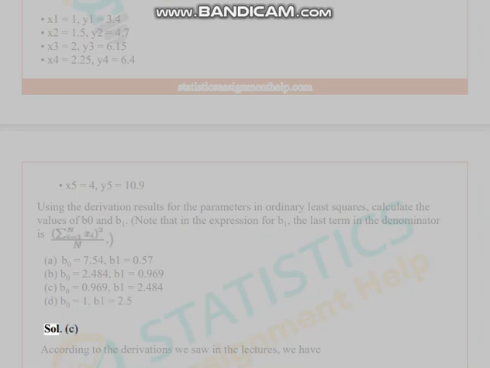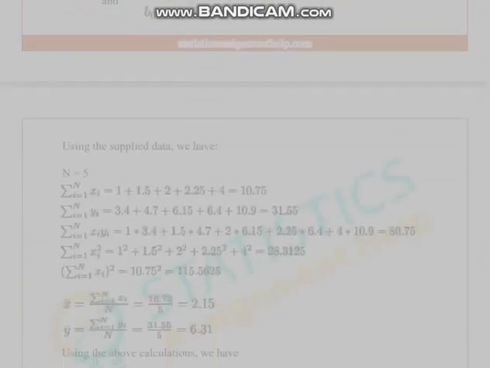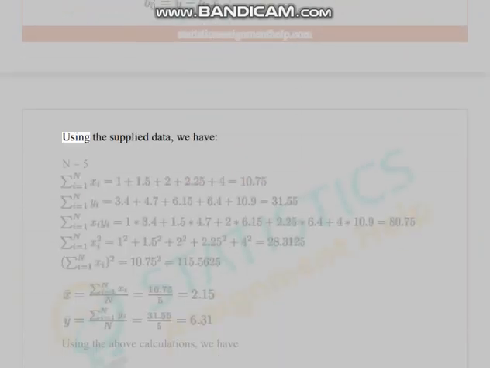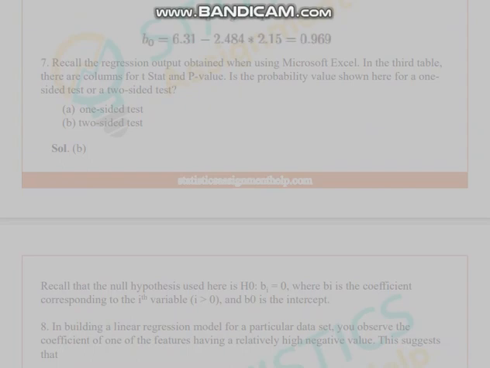Sol C. According to the derivations we saw in the lectures, we have the expressions for b1 and b0. Using the supplied data, we have n equals 5. Using the above calculations, we have the value of b1. Using this value of b1, we have b0.